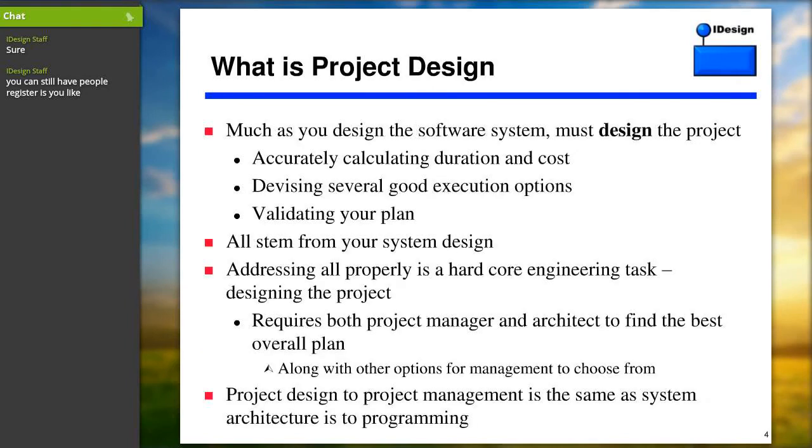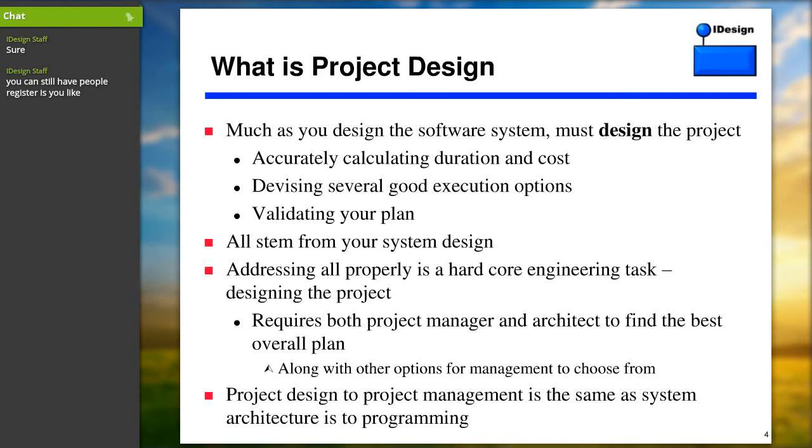So what is project design? Much as you design the software system, you must design the project. Designing the project means accurately knowing how long it will take and how much it will cost, and not just a single coordinate, X and Y: it will cost this much, it will take this long. In many ways, there are several good ways of designing the project, much like there are several possible good architectures. All good architectures are, in essence, trade-offs, engineering trade-offs. And the same is true with project design. There are several ways of designing the project, and all of them trade some degree of schedule and cost and risk with the other. So you trade some schedule for some cost or risk.